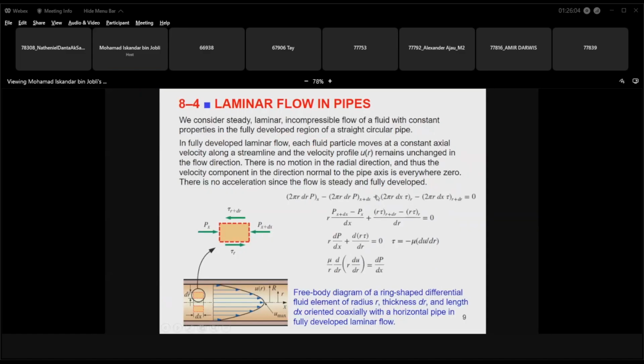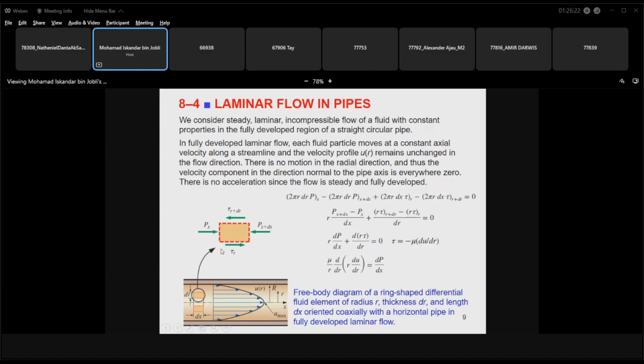Okay, after this, we're going to try doing some exercises, all right? So, laminar flow in pipes. We consider steady, laminar, incompressible fluid flow. Let's consider some properties in a fully developed region. It's actually talking about this.